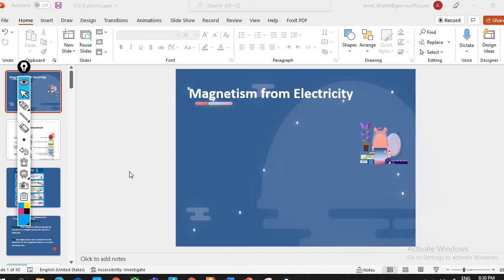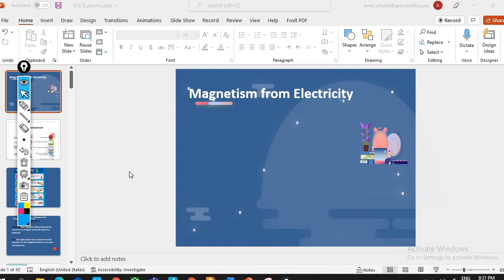Now let's talk about the magnetism from electricity. Of course, at first sight, someone will expect that there is no relation between magnetism and electricity, because magnetism comes from magnets, objects which attract iron-containing objects, and electricity, for example the electric current, just represents the movement of electrons through a wire. So what's the relation between them?